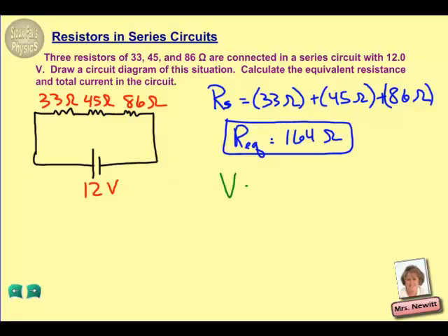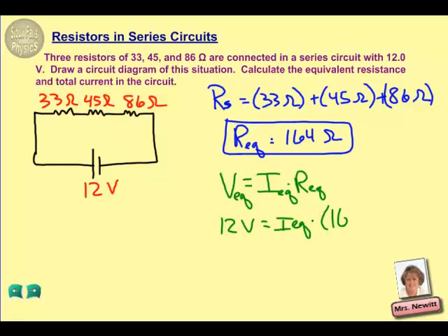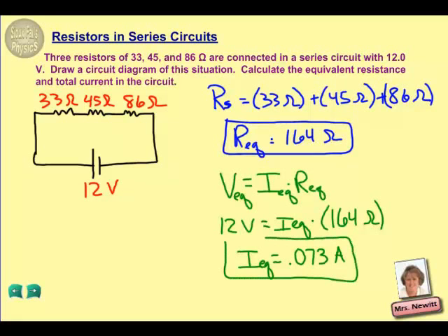The last portion of this question asks for the total current in the circuit. So we can take Ohm's law of V equals IR and apply it to the total amounts for the circuit. This would be 12 volts for the potential difference. Current is our unknown, and we've just calculated our total resistance at 164 ohms. And as expected, this would give us a very small amount of current, 0.073 amps, as our total amount for the circuit when the 3 resistors are connected in series.